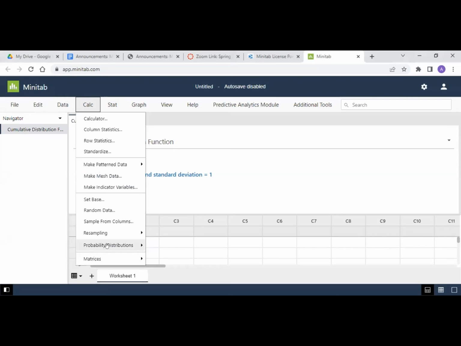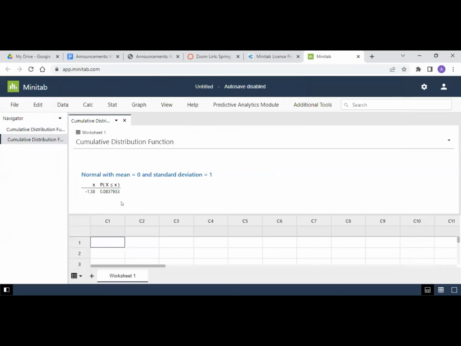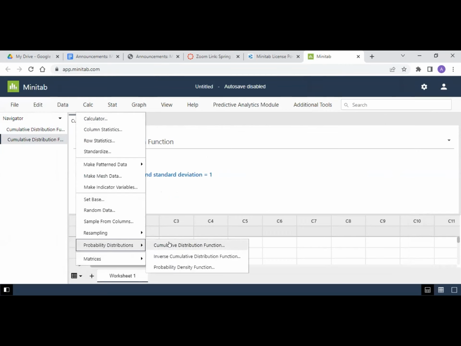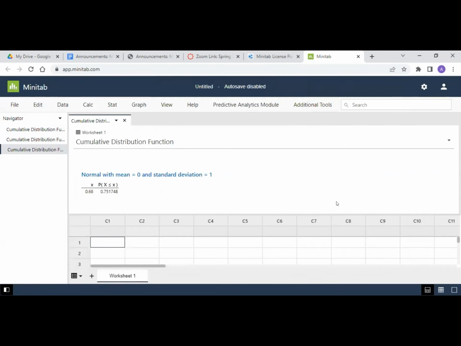So I'm going to go to Calc, Probability, Cumulative, just like I did before. I'm going to input everything the same, except I'm just going to change the numbers to negative 1.38 because that's one of the numbers I'm given. Everything else is the same. And I'll get my first probability that you see on the left. And then I'm going to click the same commands, Probability, Cumulative. And this time I'm going to put 0.68. Hit OK. And I get the probability that's on the right. So I basically just did the same instructions. I just put different numbers in with what I'm given in the question.